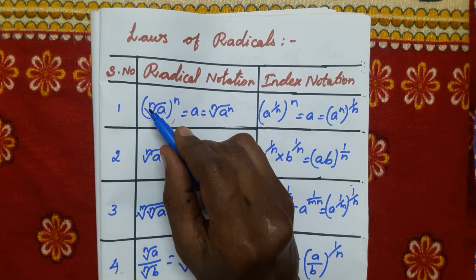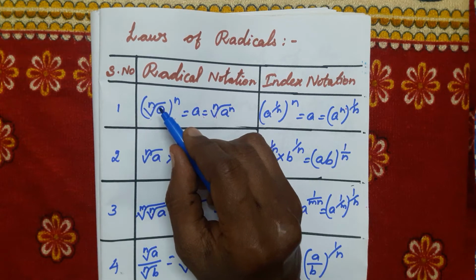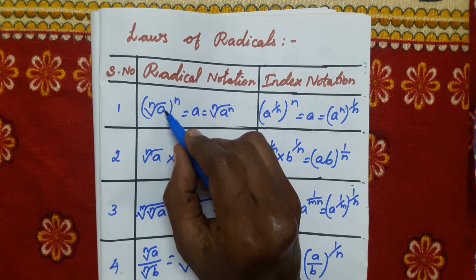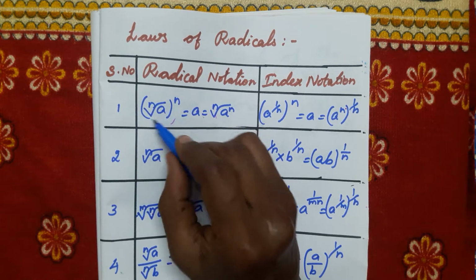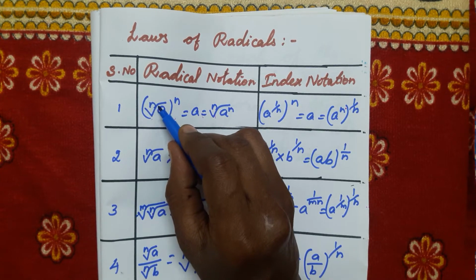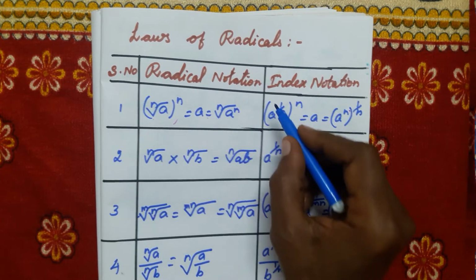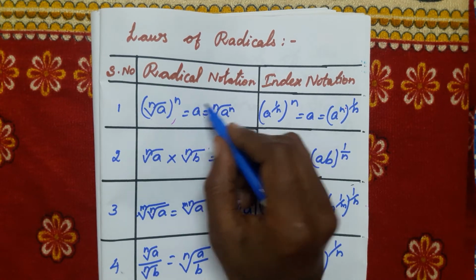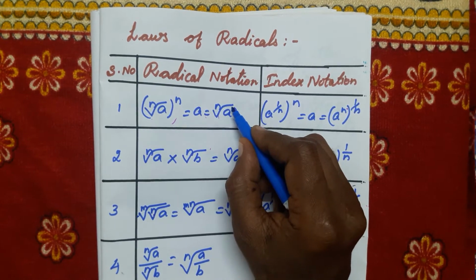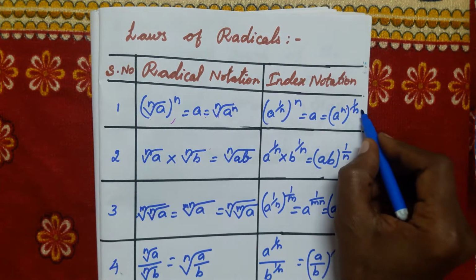How can we write index notation or fractional notation? A power 1 by n, the whole power n is equal to a, is equal to a power n, the whole power 1 by n.